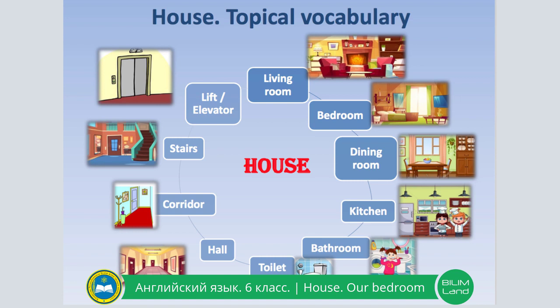Now, let's make some examples with new vocabulary. For example, in my house, there are 3 rooms: living room, bedroom, dining room. My living room is big and bright. Our family loves spending time together in the living room. My bedroom is not small and very cozy. My family has dinner together in the dining room.